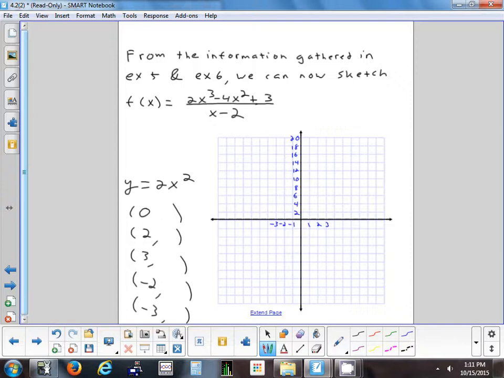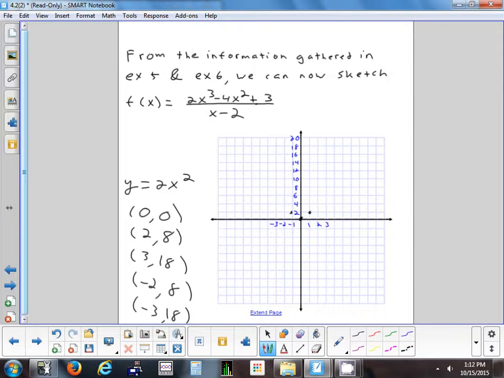If I plug 0 in for x, what do I get for y? 0. How about if I plug in 2? 8. And while we're doing this, what about -2? 8. It's also 8. 3? 18 and -3? -18. All right, so that's probably enough points to sketch it. If you want to throw in 1, you could. When you're at 1, y is 2. Keep in mind, my y-axis, I went by 2's because I didn't have enough space to get all the way to 18.